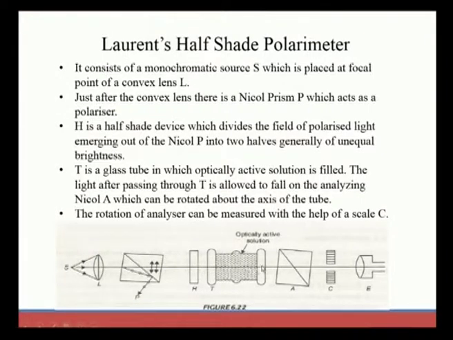The rotation of the analyzer can be measured with the help of a scale, which is placed after the analyzer and named C. After this there is an eyepiece for the observer. So, this is how a Lorentz half shade polarimeter is arranged for measuring the angle of rotation.